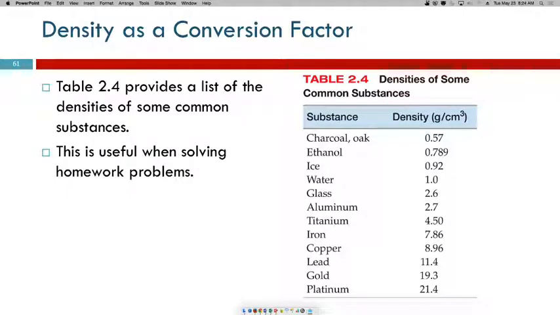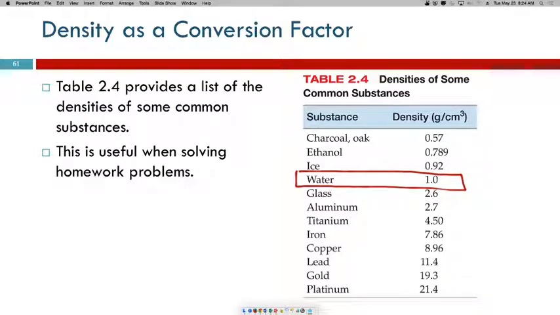I do expect you to remember the density of liquid water, which is 1 gram per cubic centimeter. That's not a coincidence. Water was used in the development of many of the units, so it's not a coincidence that it's 1 gram per cubic centimeter. But the density of water is 1. That makes calculations with water really simple.